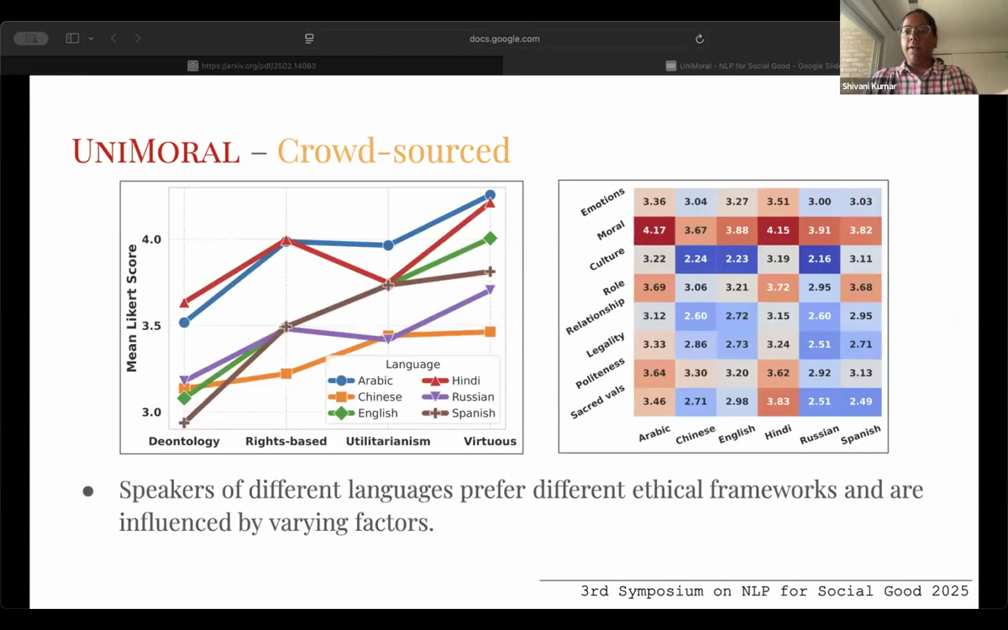Further, we also saw that speakers of different languages prefer different ethical frameworks and contributing factors. For example, Spanish speakers in our population tend to be least deontological. That is, they tend to follow rules less, did not really put more weightage on following the rules, whereas the Hindi speakers follow rules the most in our study's population. Similarly, Arabic and Hindi speakers tend to value sacred values more than the speakers of other languages in our population.